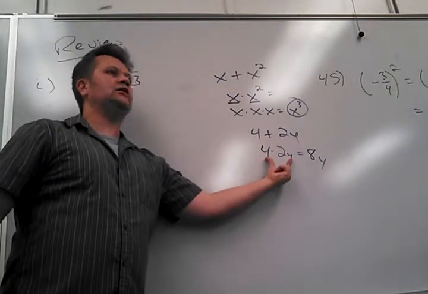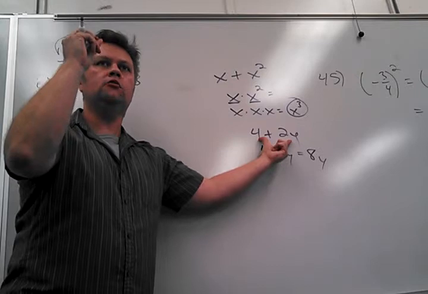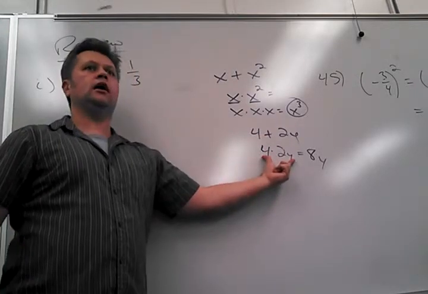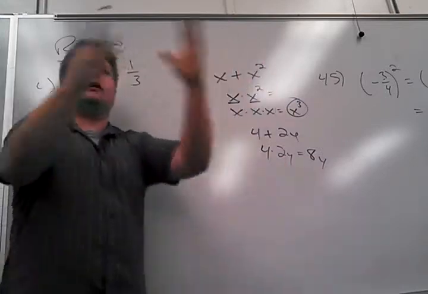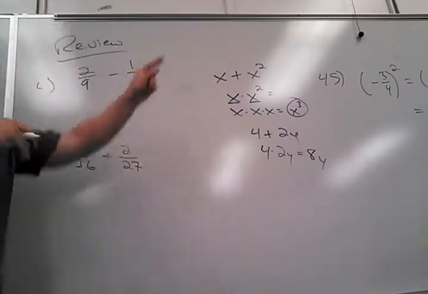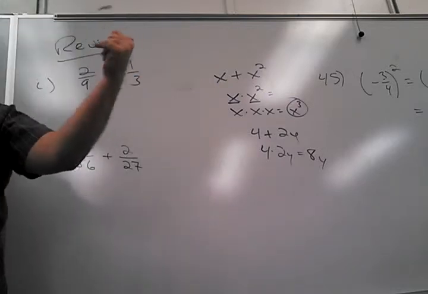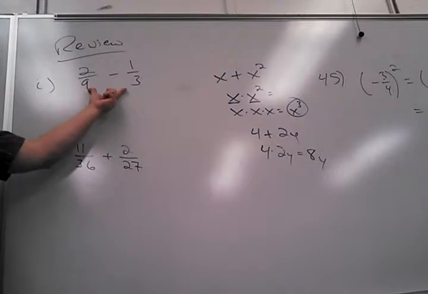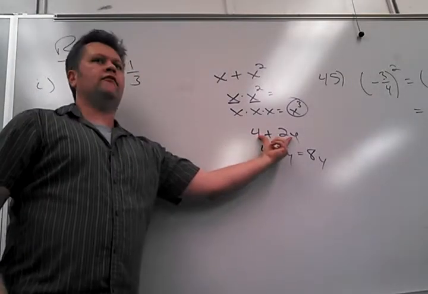So these are not like terms, but like terms only relates to adding and subtracting. Multiplication doesn't care. 4 times 2y is 8y. There, I multiplied them. They're not like terms, but it's multiplication. That's why when I multiplied, did we worry about LCD? No, we didn't have to. But when you add and subtract, you've got to have like terms.